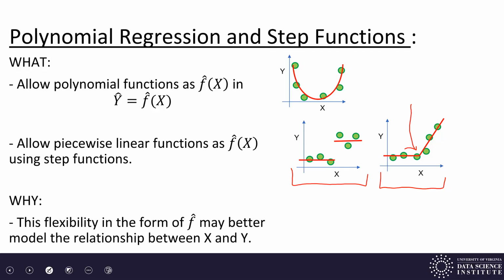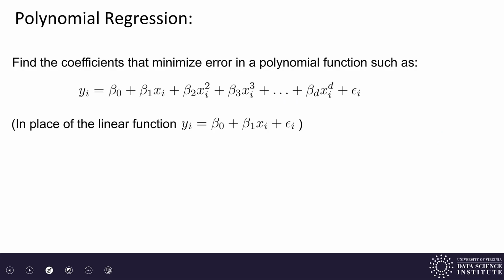Why would we do this? Well, some outputs just have a relationship with their inputs that is better modeled by polynomials or piecewise linear step functions. And so this gives us more flexibility in using f hat to match a relationship between x and y. Improved accuracy, better understanding, and improved prediction performance.